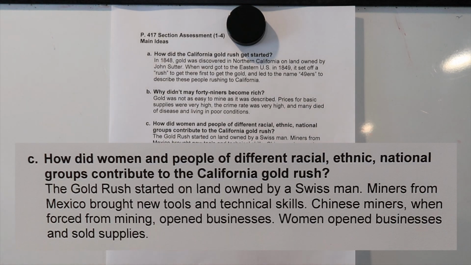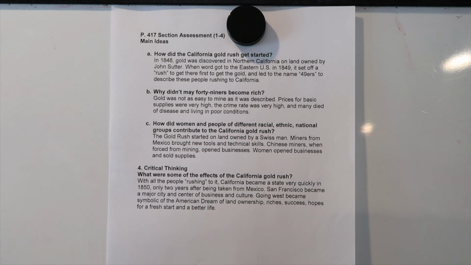Letter C, how did women and people of different racial, ethnic, and national groups contribute to the California Gold Rush? This would be a good way to draw in the idea of the multicultural part of California. The gold rush started on land owned by a Swiss man, that's John Sutter. Miners from Mexico brought new tools and technical skills. Chinese miners, when forced from mining, opened businesses. Women opened businesses and sold supplies. So you did have the contributions of a lot of different racial, ethnic, and other national groups coming to California besides the white Americans who we refer to as the 49ers.